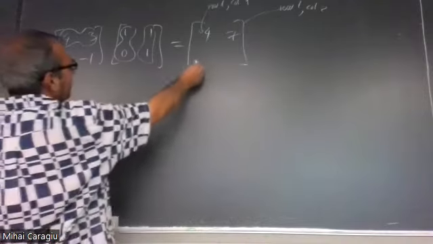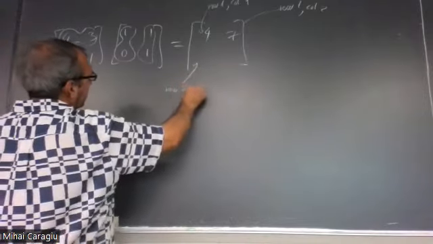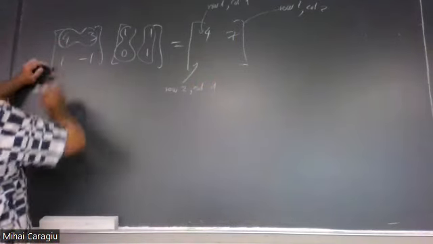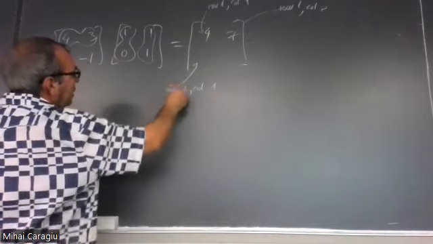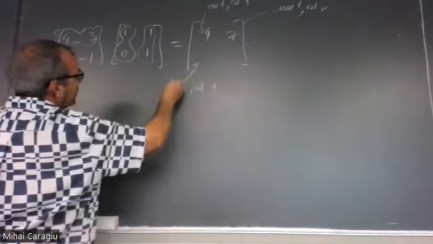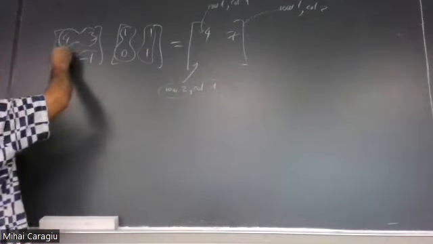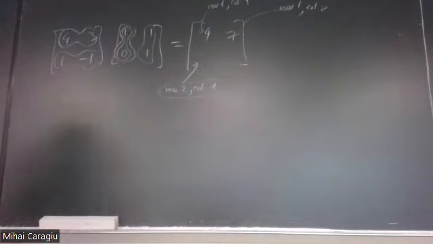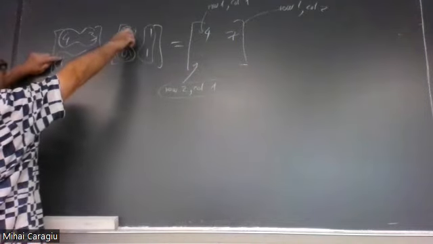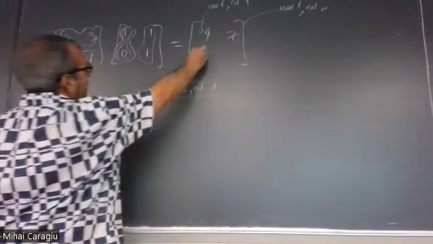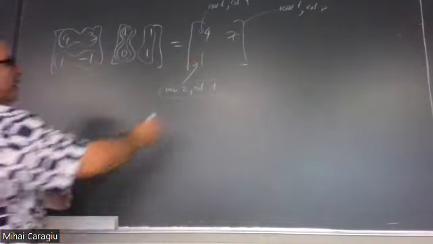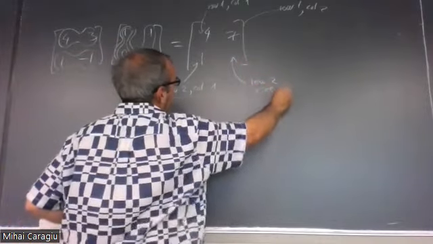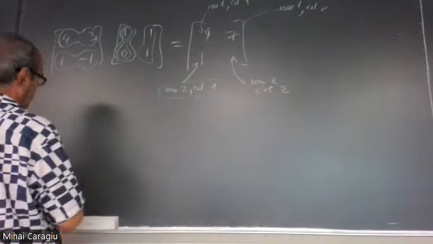What's here? Row 2, column 1. So what do we get here? Let me put a different color. Okay, so we put here row 2, column 1. What do we get? First times first plus second times second. 1 times 1 plus minus 1 times 0, we get a 1. And finally, in the lower right, we get row 2, column 2.